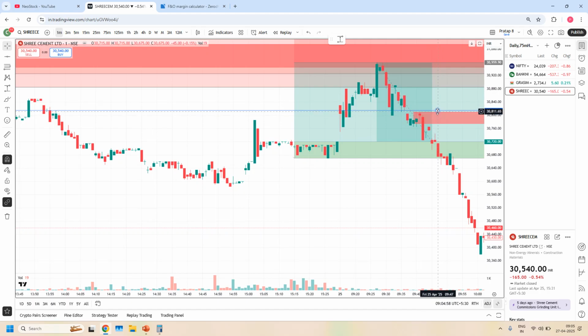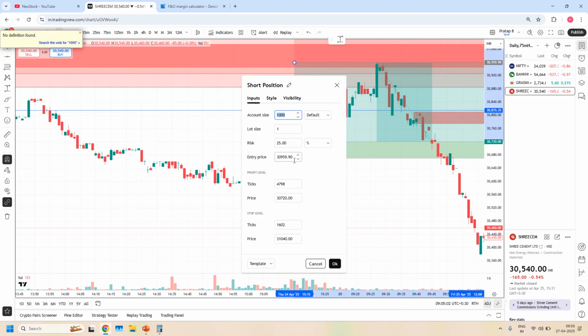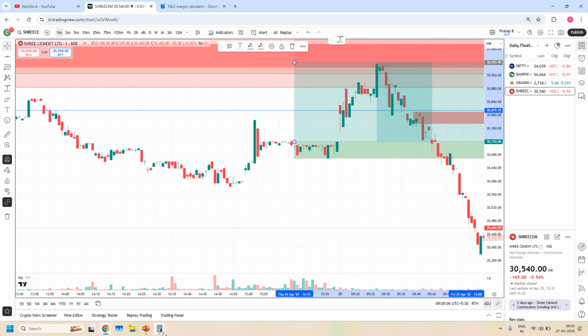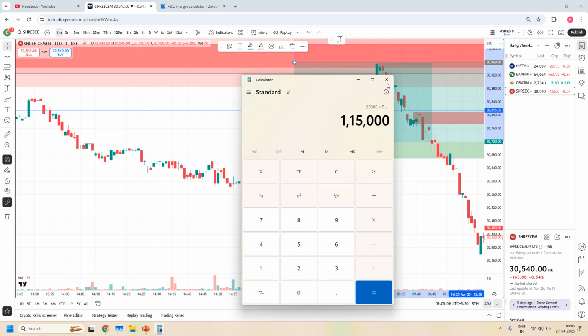If it is violated, at that time what could be my profit? My profit could have been, this is the entry price. Let us calculate that value also so that you get better clarity.